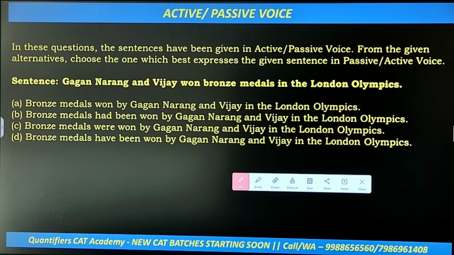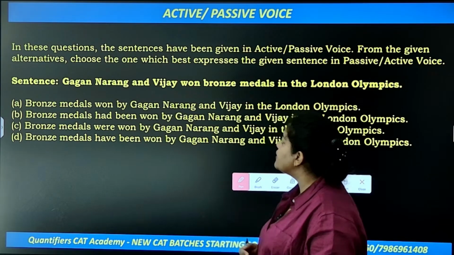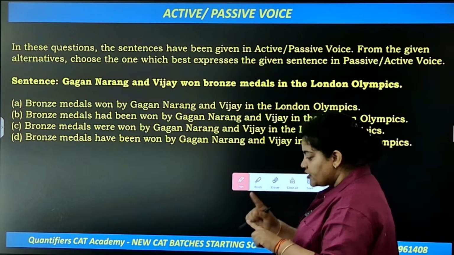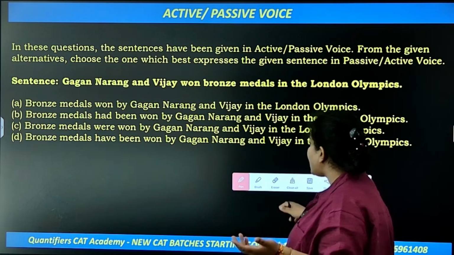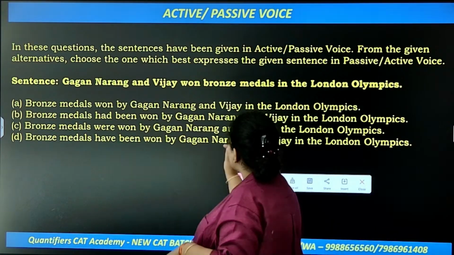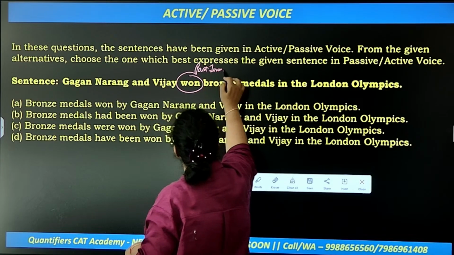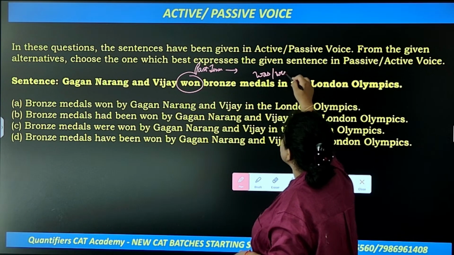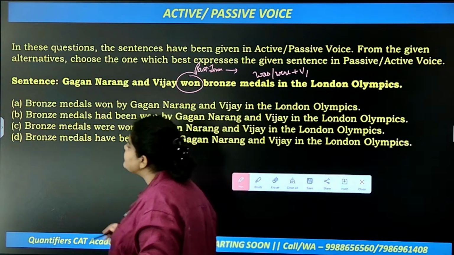Easy, right? Okay. So active passive, Pankita, you need to revise active passive, right? The sentence is: Gagan Narang and Vijay won bronze medals in the London Olympics. Okay. So what is the rule of active passive voice? We need to add an agent, using 'by'. Now, what is written here is a past tense. So if we have to change past tense into passive voice, then we have to use was, were and the first form of the verb. Okay, that was only being done in sentence C.